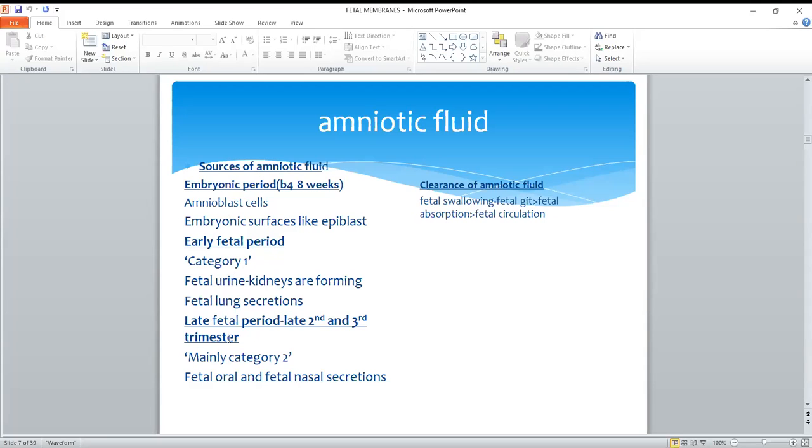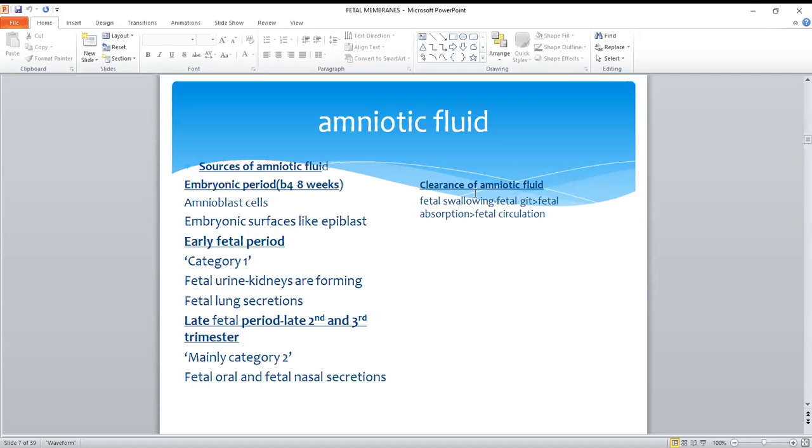And then the late fetal period, in the late second and third trimester, we have mainly category two. Category two means fetal urine and fetal lung secretions, and then fetal oral and fetal nasal secretions. But overall, fetal urine and fetal lung secretions are the main ones, because this is when the kidneys are forming. So those are the sources of amniotic fluid.